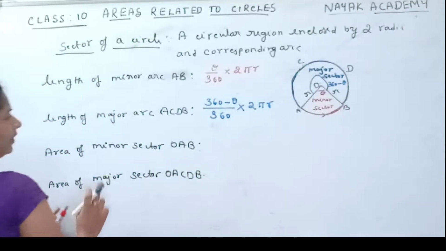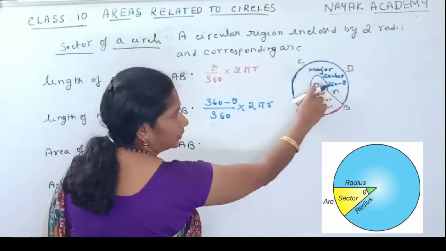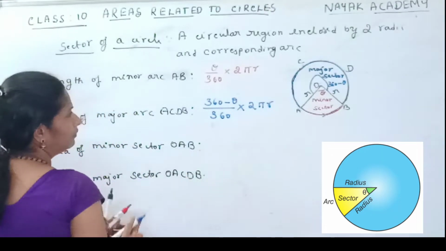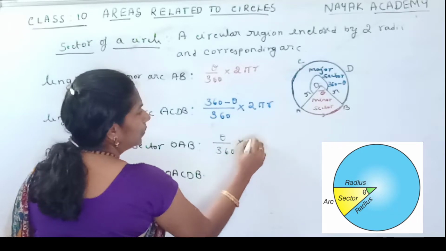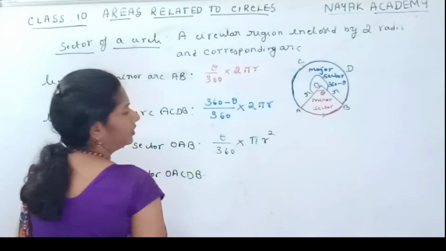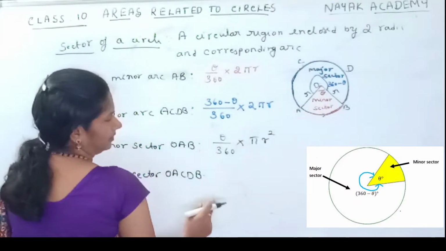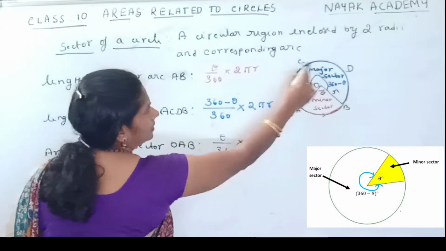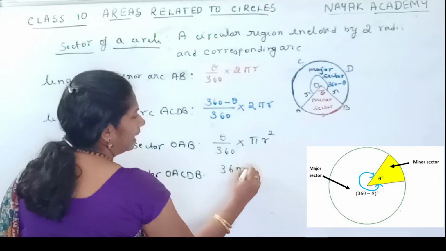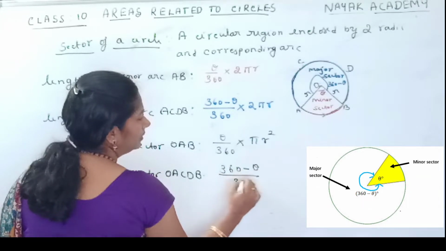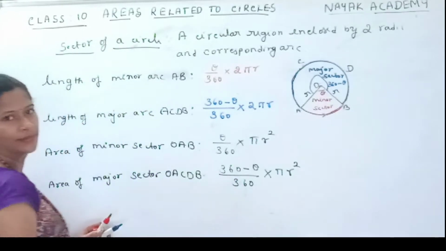Now let us first find the formula to find the area of the minor sector. The formula is theta by 360 degree into pi r square units. Now the area of the major sector OACDB, that is (360 degree minus theta) divided by 360 degree into pi r square units.